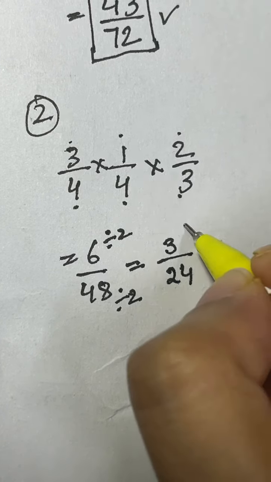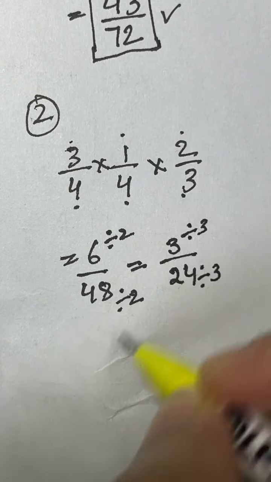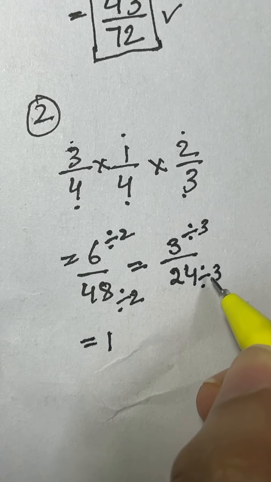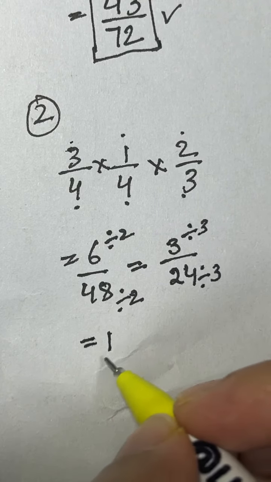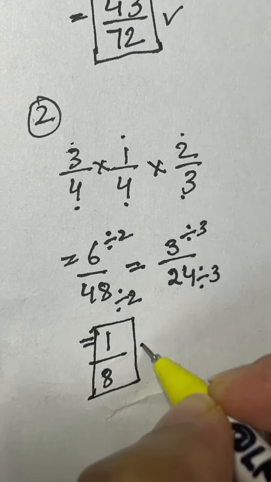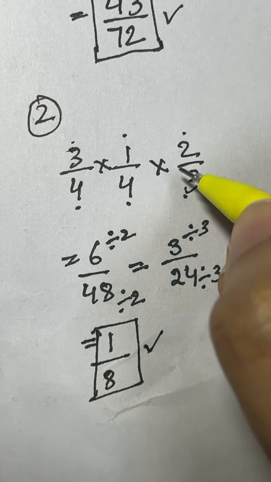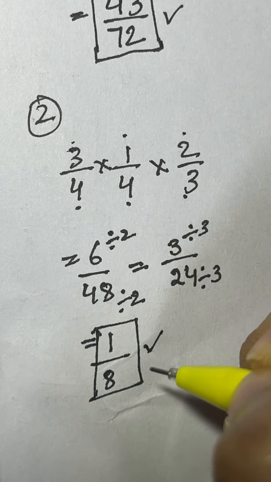Again, you can divide it by 3. Yes, both are divisible by 3. So 3 divided by 3 is 1. 24 divided by 3 is 8. So your answer is 1/8 using this method. You have reduced it to a lowest fraction. You've solved it and then you've reduced it to a lowest fraction.